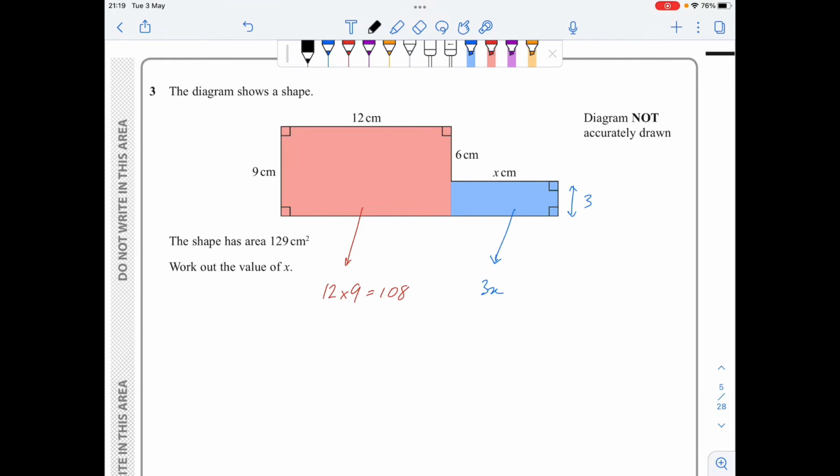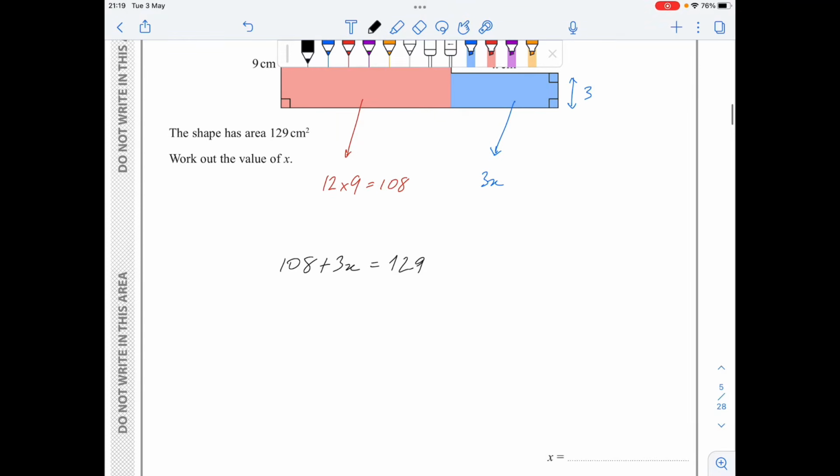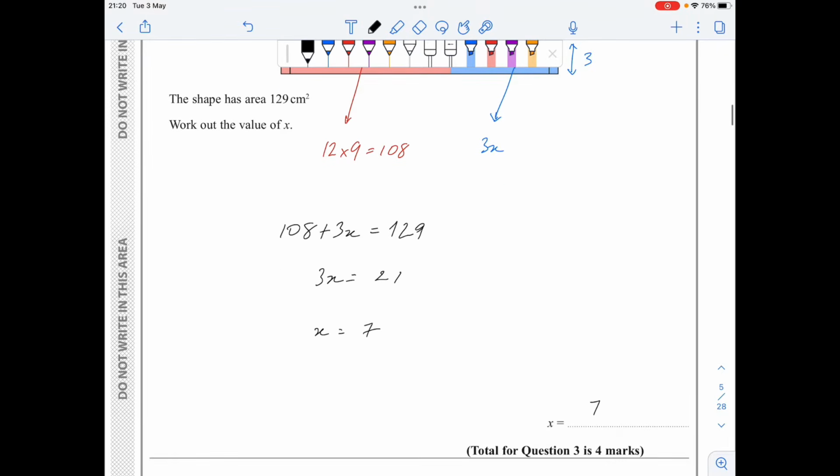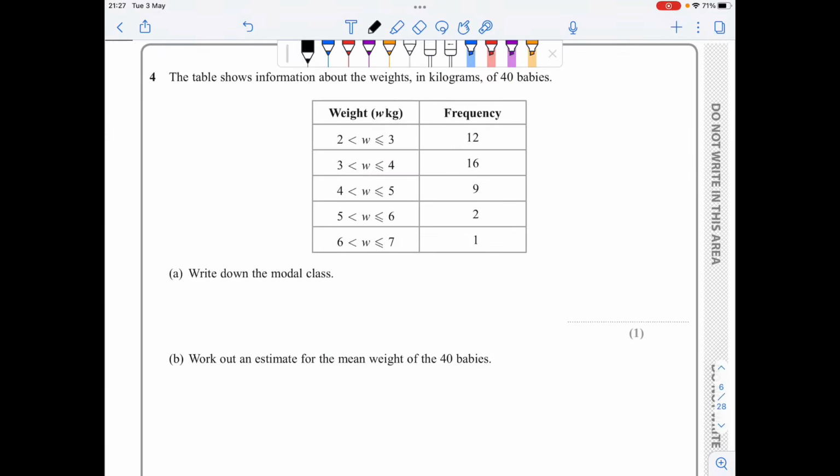So if I add these two numbers, 108 plus 3x, I should get 129. So 3x is equal to 21, x is equal to 7. For question 4, part A, the modal class is the class with the highest frequency, and that's the class between 3 and 4 because the frequency is 16, which is the highest.